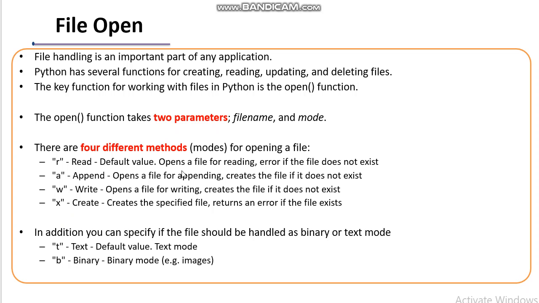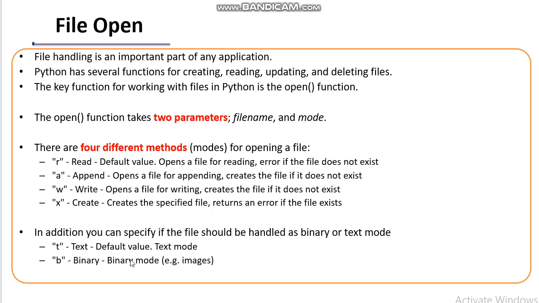Read is the default value. It opens a file for reading and it returns an error if the file does not exist. A means append, it opens a file for appending and creates a file if it does not exist. Write also opens a file for writing and it also creates a file if the file does not exist. X means create, it creates the specified file and it returns an error if the file already exists.